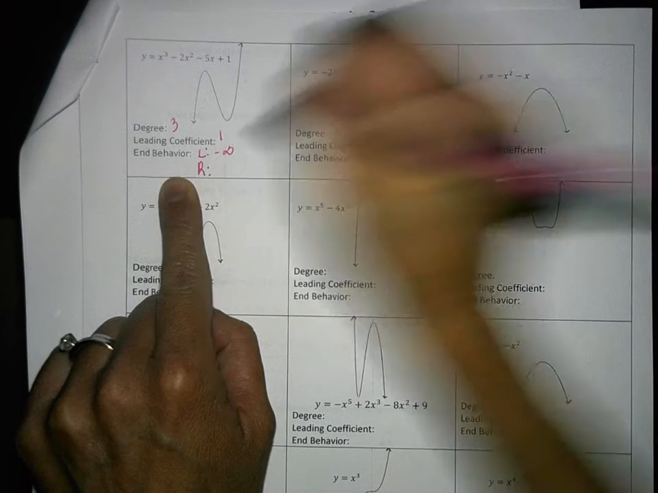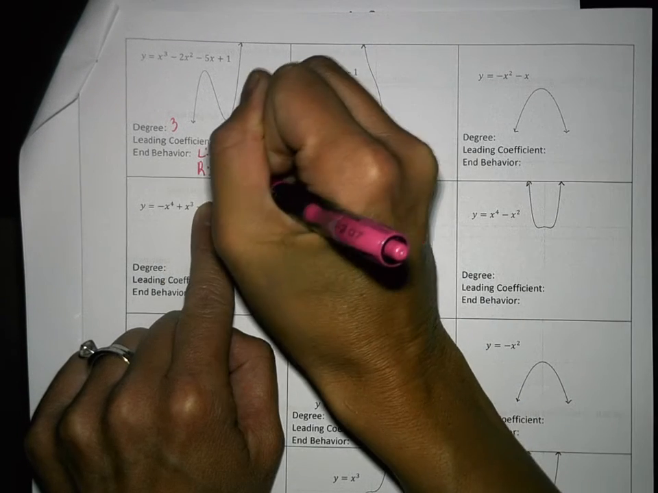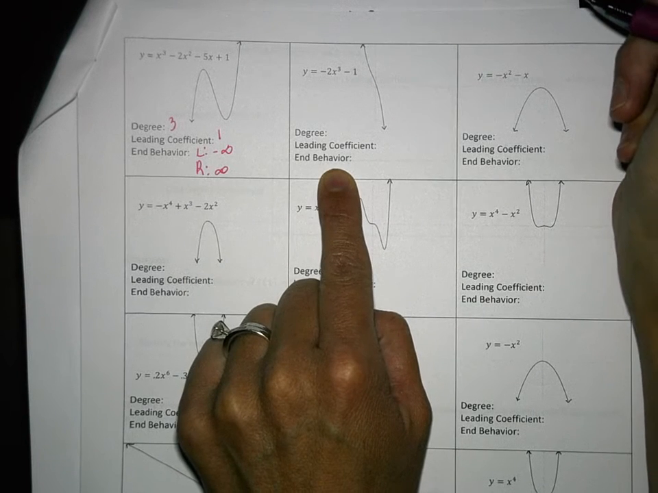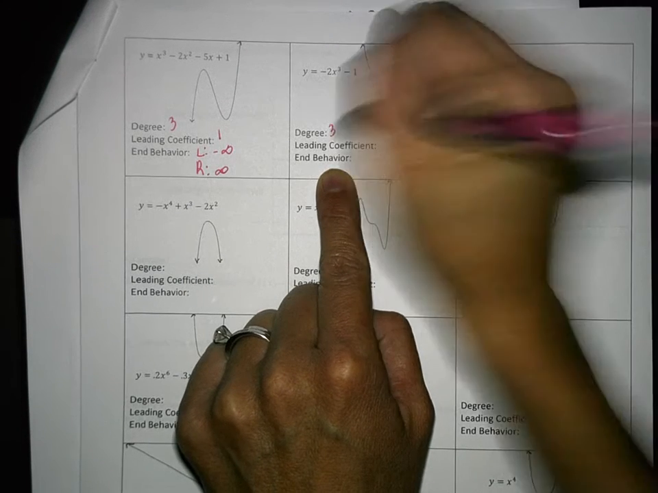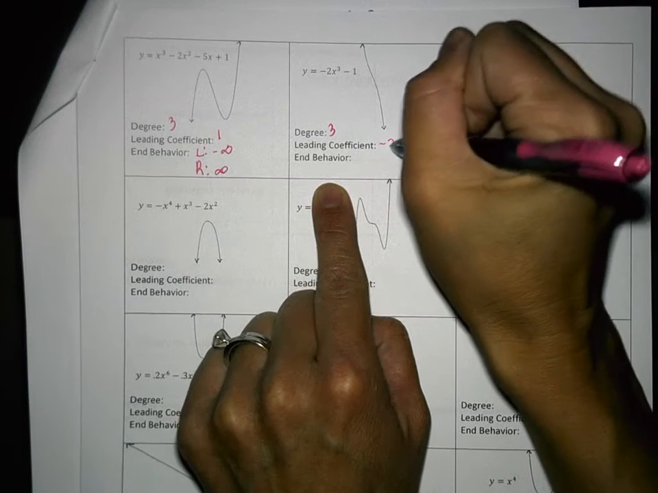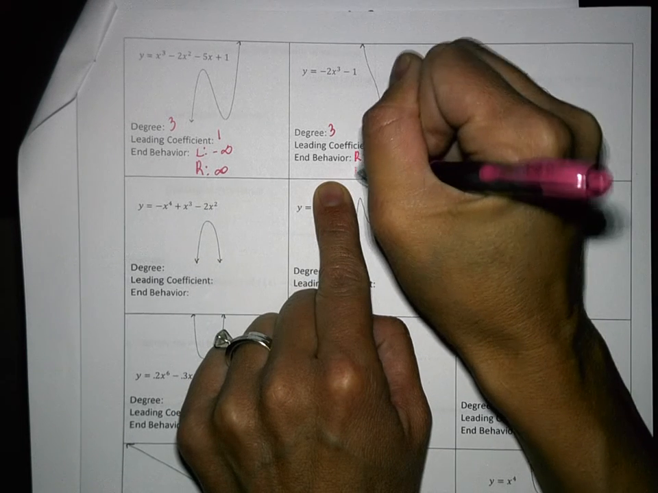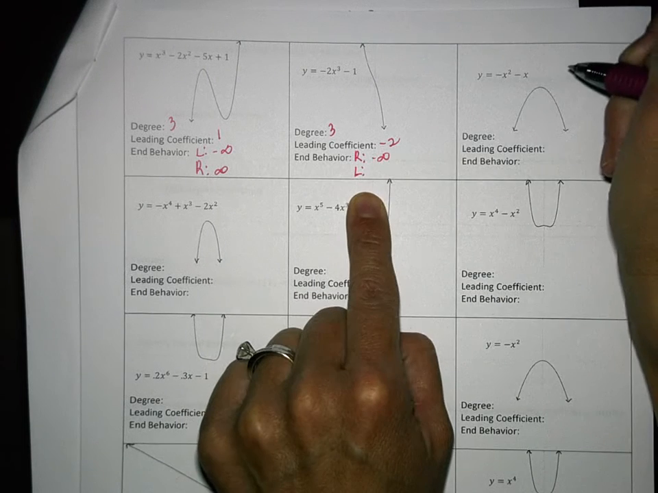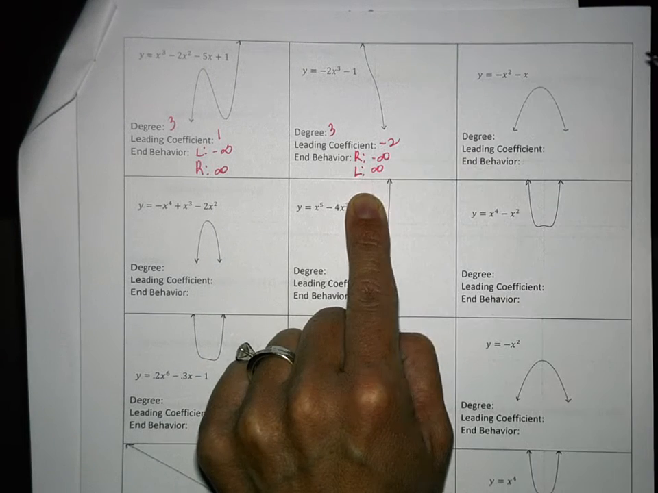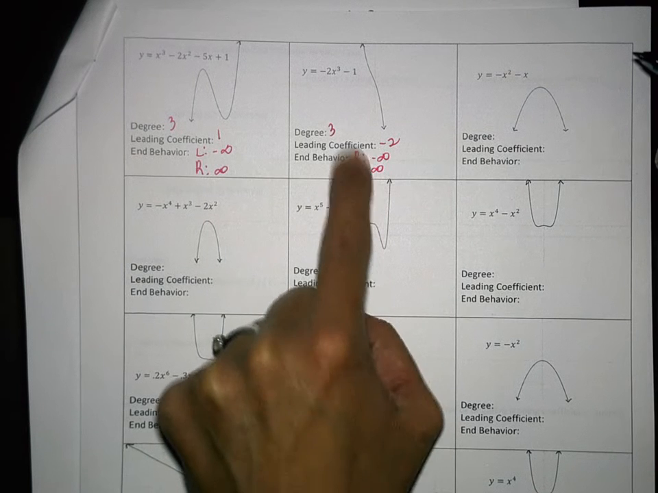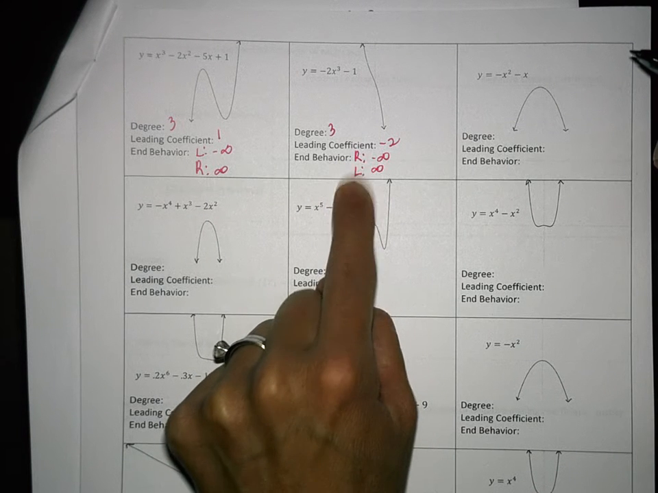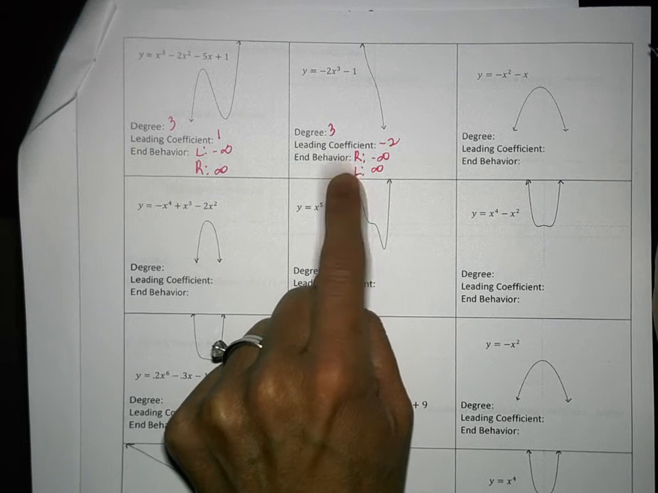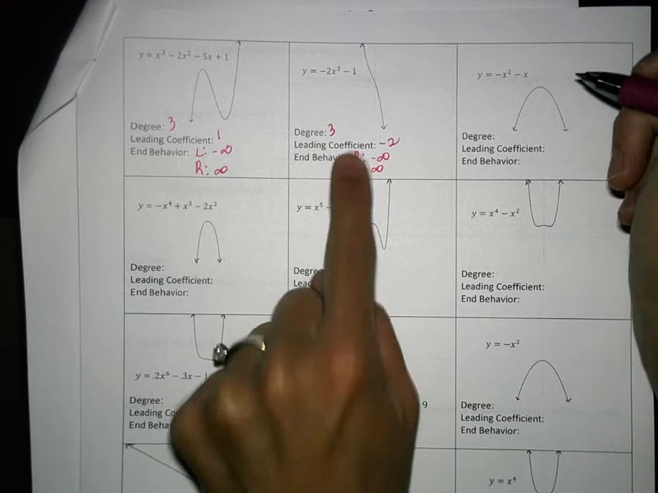Negative infinity. And on the right, it's going to positive infinity. Okay, next example. What is my degree? 3. What is my leading coefficient? Okay, and on the right, it's going to negative infinity, and on the left, it's going to positive infinity. It doesn't really matter which order we do left and right in. In fact, normally, we should start with the right end behavior. It gives us more information later on, so I think I might just start going right and then left.